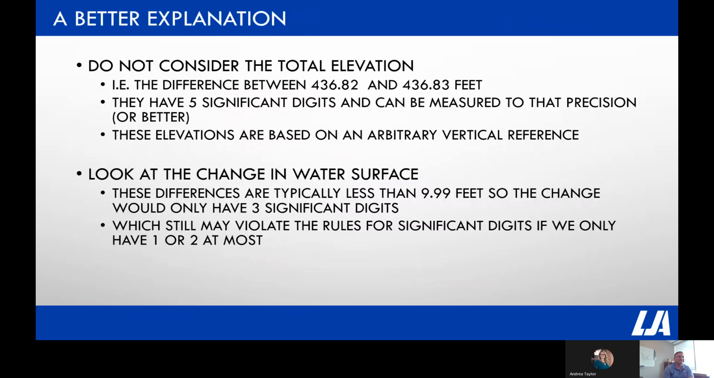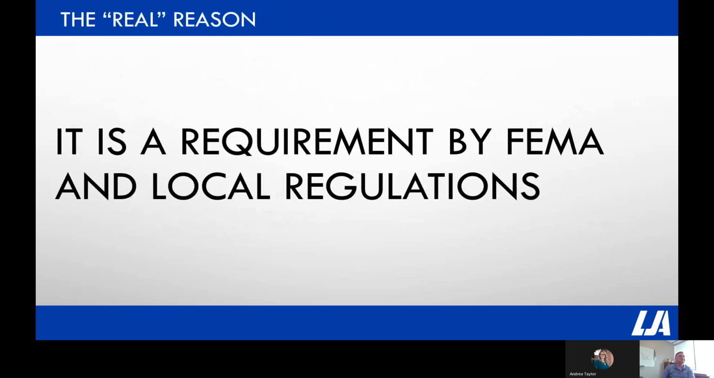So a better explanation of all this. First, we don't need to consider looking at the elevation where we have 5 significant digits. Let's just look at the change in water surface. So if I look at the change in water surface, at most that change is going to be 3 significant digits. So we go from 5 looking at elevations down to 3, and that seems a whole lot more reasonable in trying to match it up with the accuracy of our data.